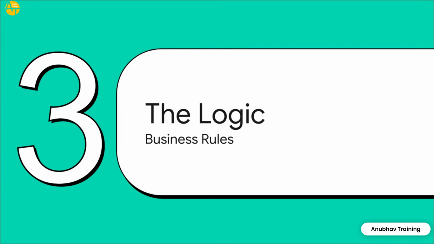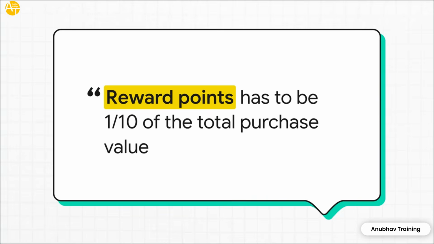Now that our static data models are beautifully populated, we move to phase 3, the logic. This is where we inject actual, functional business rules into our app. Let's look at our purchases entity as an example. When a customer makes a purchase, we obviously want them to earn reward points.